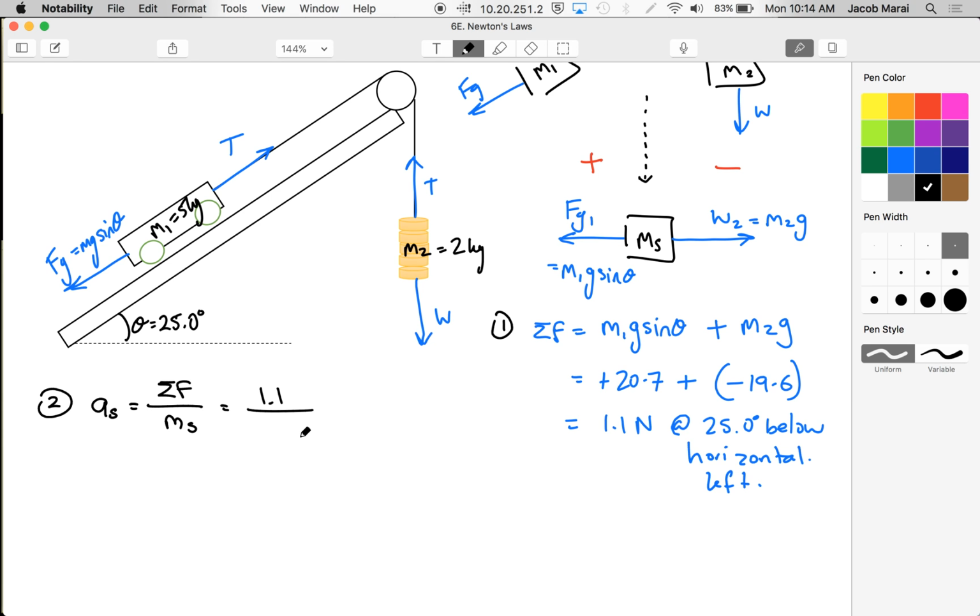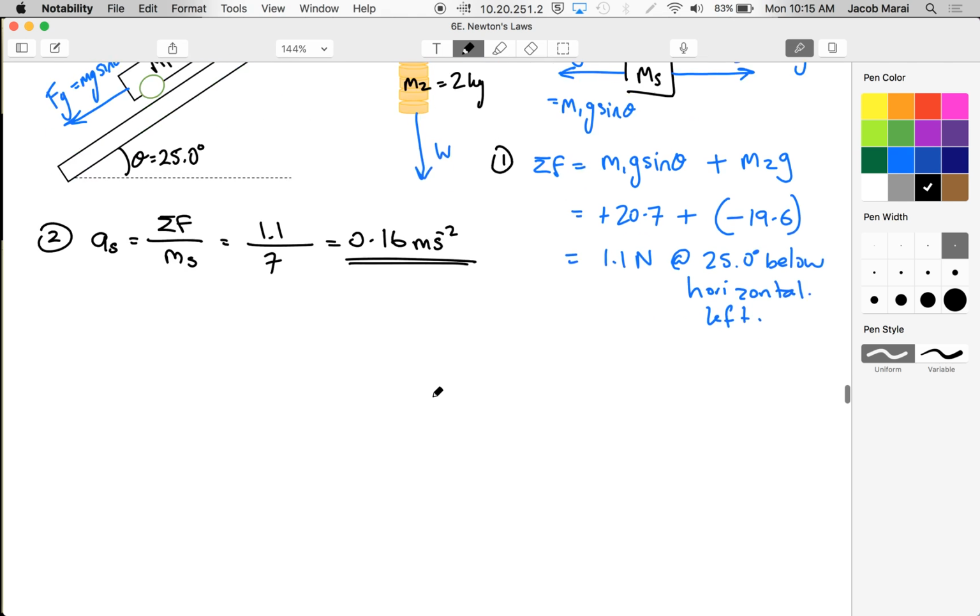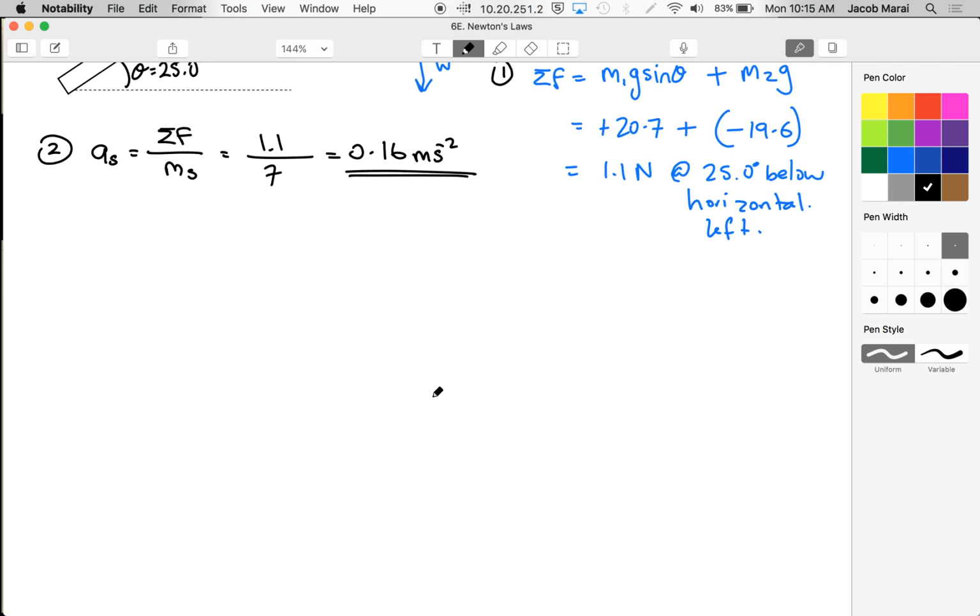Our 1.1 divided by our 7 kilograms gives us 0.16 meters per second squared. Now that's just the magnitude of the acceleration, because we know that cart 1 is accelerating down and mass 2 is accelerating up. And that's when we need to again assign our conventions. Now, we're going to solve for tension on both of them.